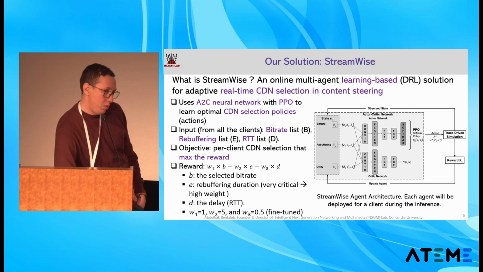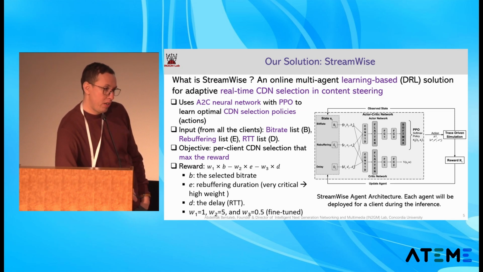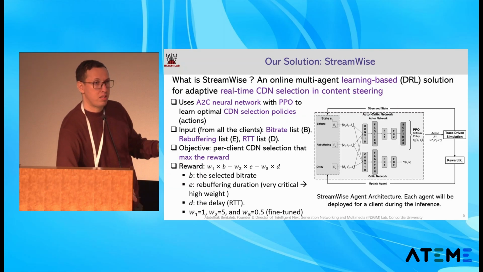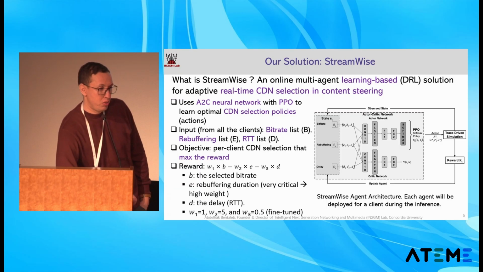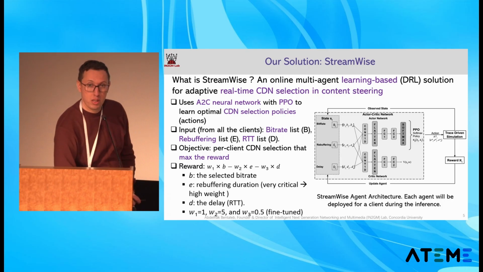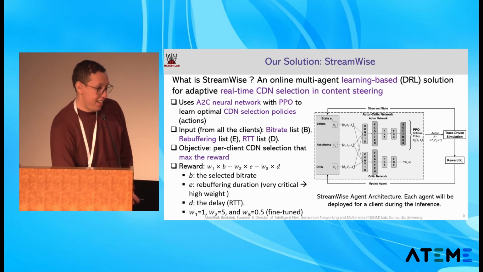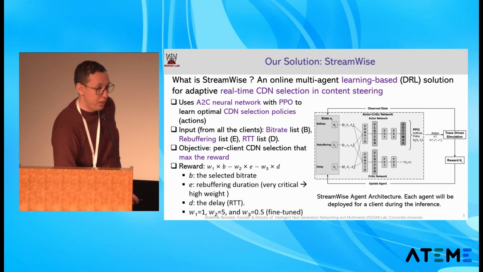It takes as input bitrate lists, rebuffering lists, and delay lists. Those lists are the values from the clients, where we convey this information using CMCD version 2, and today we'll discuss that. So that's the input to our DRL.